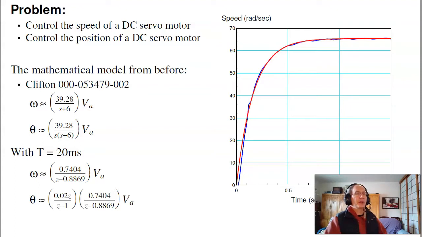The motor we're going to be using is the same DC servo motor that we used a couple lectures ago, the Clifton DC servo motor, which had a transfer function from voltage to speed of 39 over s plus 6, or from speed to angle, 39 over s(s plus 6). Here we're going to sample it at 20 milliseconds. When you sample at 20 milliseconds, the analog controller becomes a discrete time controller, either the first transfer function, when the output is speed, or the second one when the output is angle.